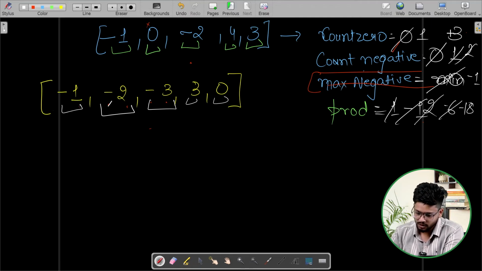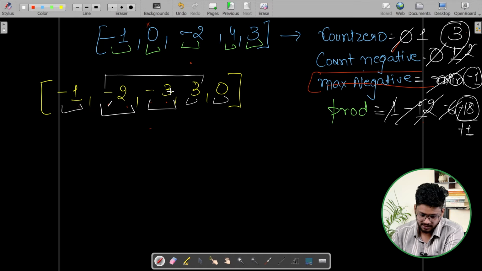Now, the count of negatives is an odd number, so what we will do is divide this answer by our maximum negative. So what is going to happen over here, the negative will be cancelled, and the answer will become 18. Okay, now the maximum answer is 18. What is going to be the answer? The answer is this product of this subarray. Okay, so this is how we have to manage this case.